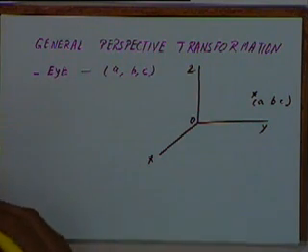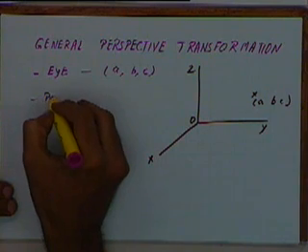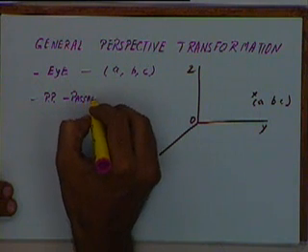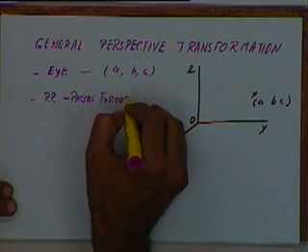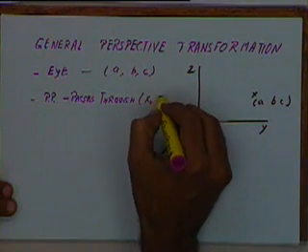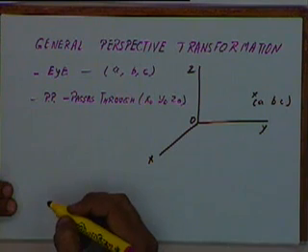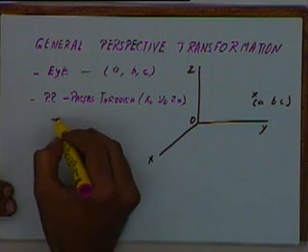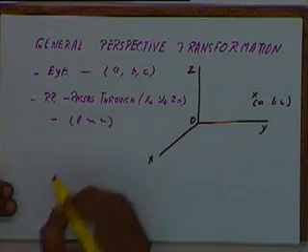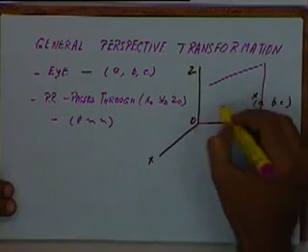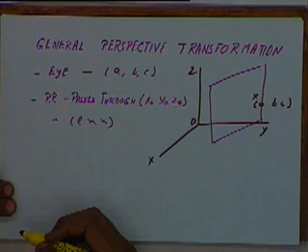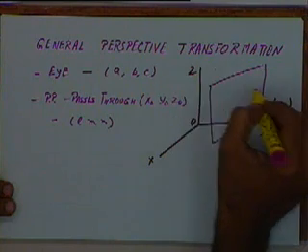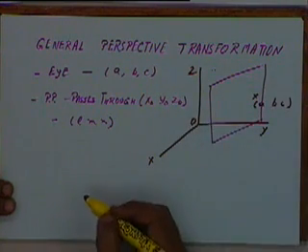And the projecting plane passes through some arbitrary point x naught, y naught, z naught, and has a unit normal vector of L M N. That means the projecting plane is any arbitrary plane like this. In such a case, if you want to take any point and get the perspective projection of that, how do we do that?